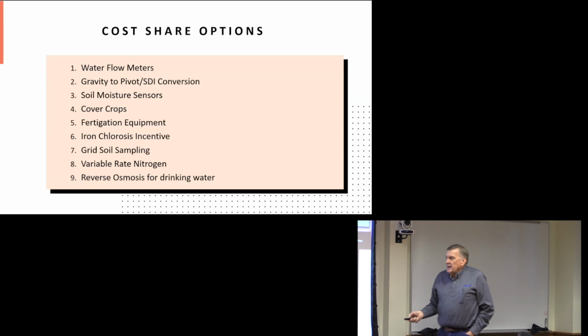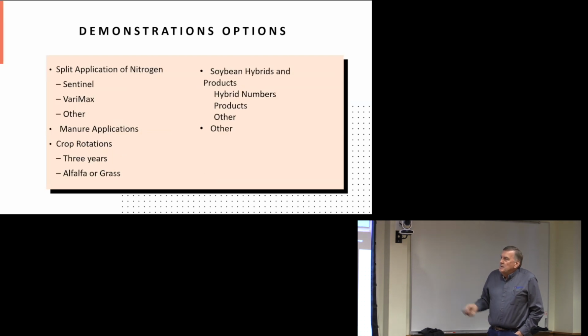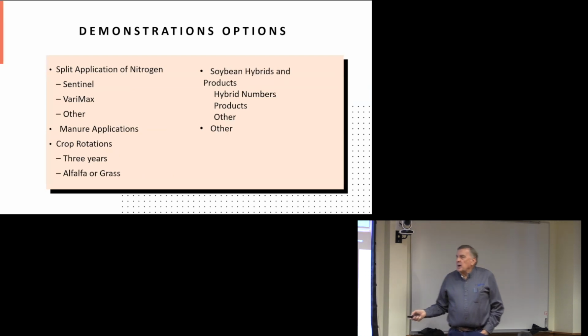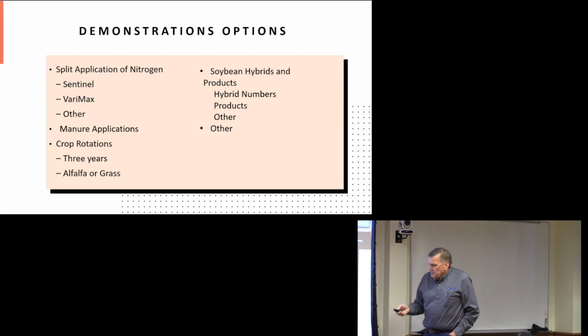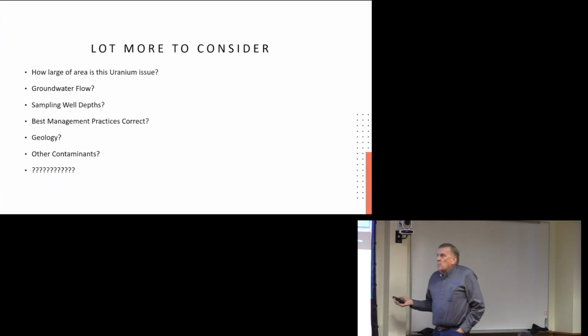And then we have included reverse osmosis cost share in our own budget now too. We've had a couple applications from that already. So we're doing a lot of demonstration projects up there. We like to do something in that round with the crop rotation, but that one's hard to sell. This one, the Sentinel or the Baramax, is out of K-State. Soybean hybrids, they're working on that a little bit too. So we do have a lot more to consider.